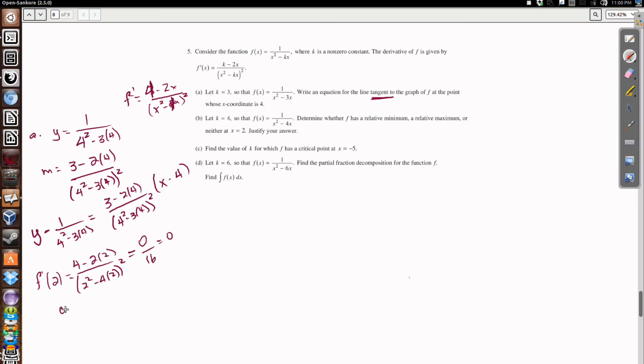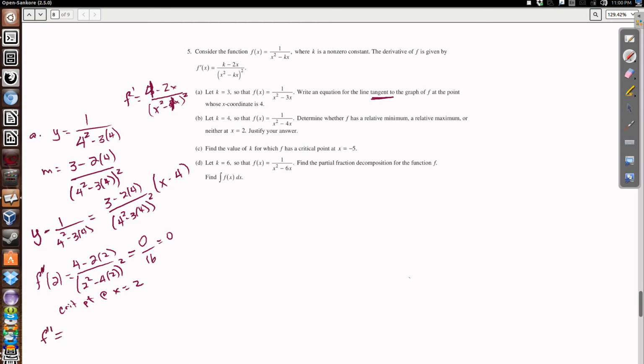So the thing is, I do know I have a critical point at x equals 2, which means there's a good reason to think that we have relative extrema at this point. But in order to test this, I'm probably going to need to look at the second derivative.